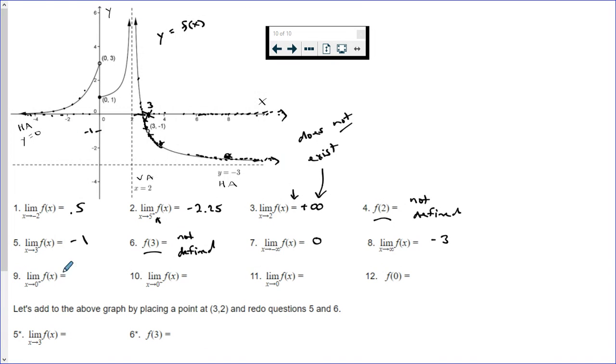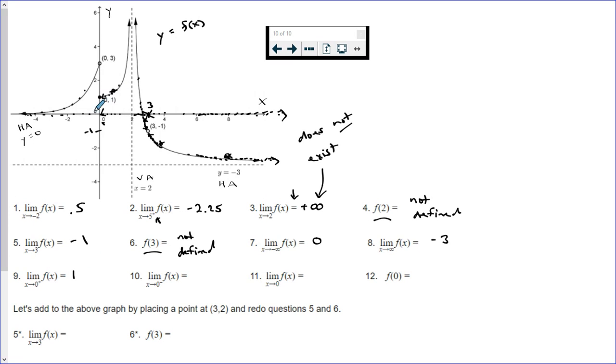Limit of f of x as x goes to 0. So 0 is right here. As x goes to 0 from the right, what are my corresponding functional values getting close to? What's my little functional buggy tracking to? Looks like he would be getting close to this y value, which is 1.